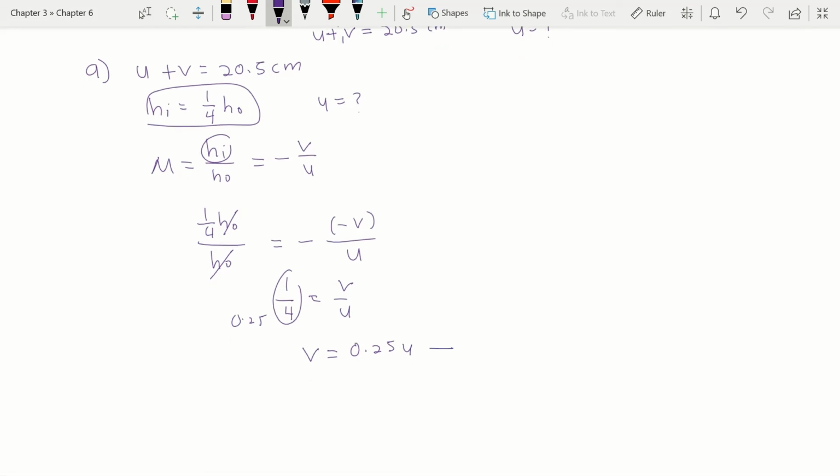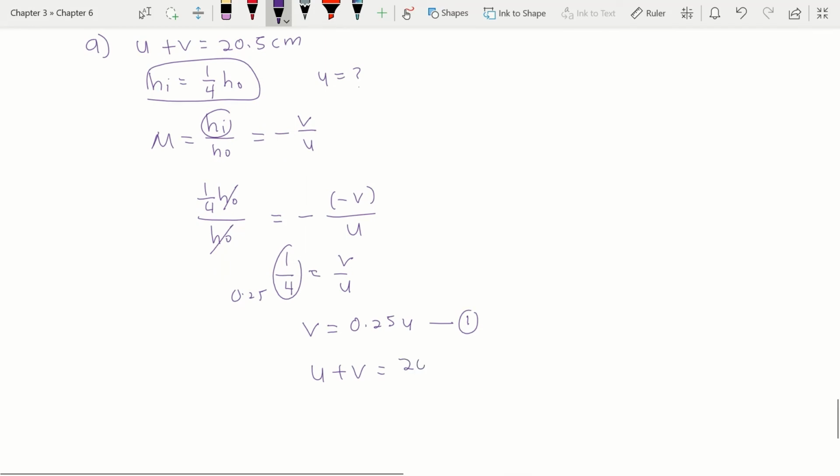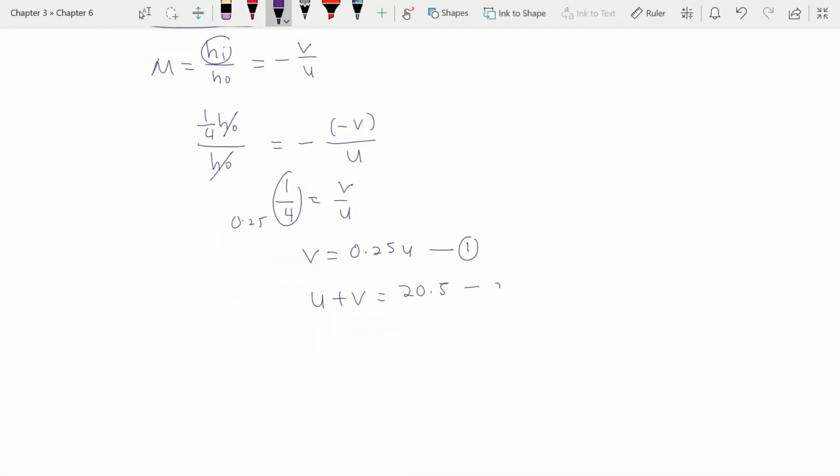Okay, so this is our first equation, and our second equation is u plus v equals 20.5 centimeter. So this is our second equation. Substitute equation 1 into equation 2. So u plus, we substitute v with 0.25u, equals 20.5. When you rearrange the equation and press the calculator, you will get u equals 16.4 centimeter.